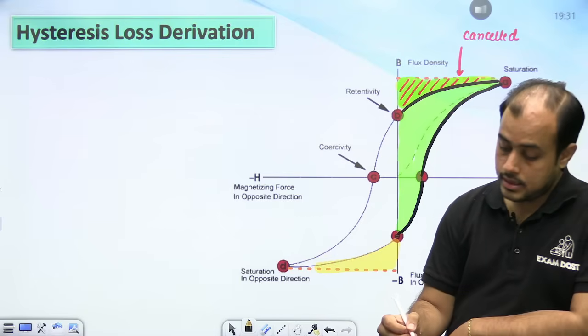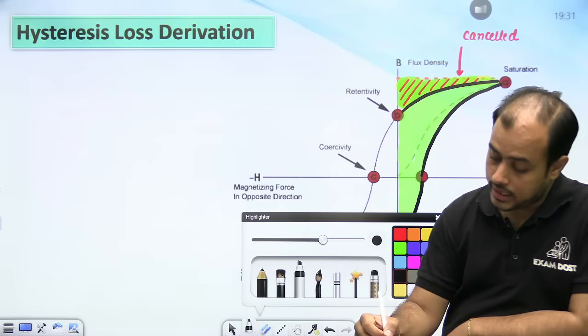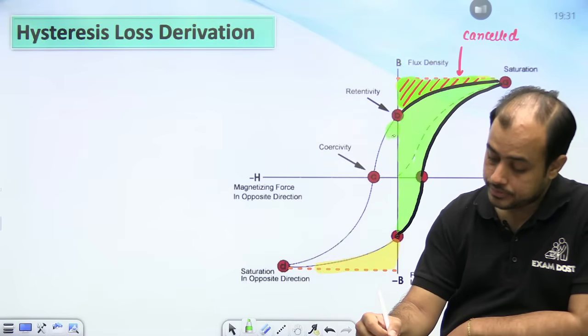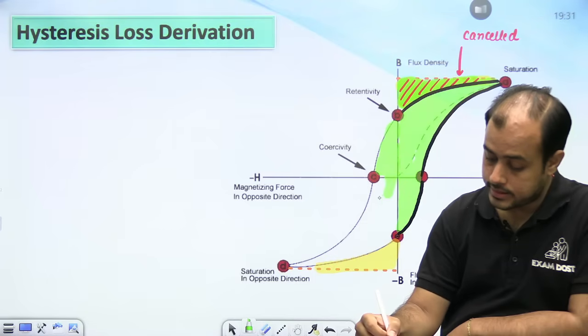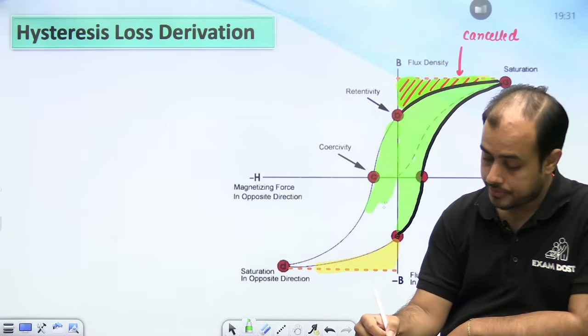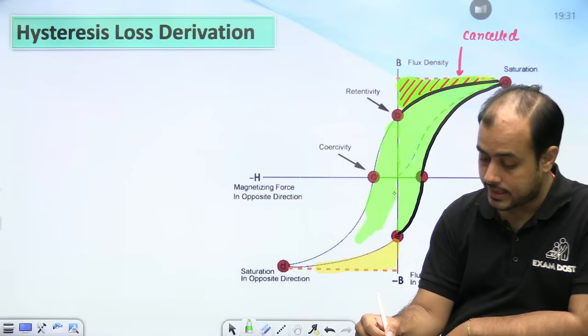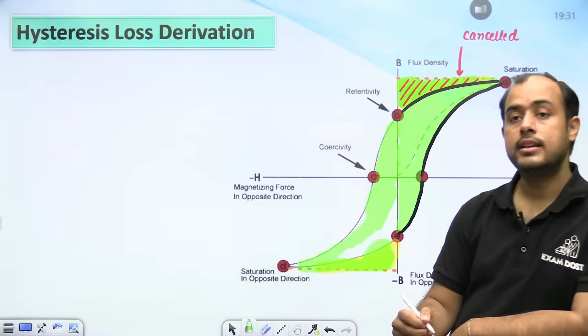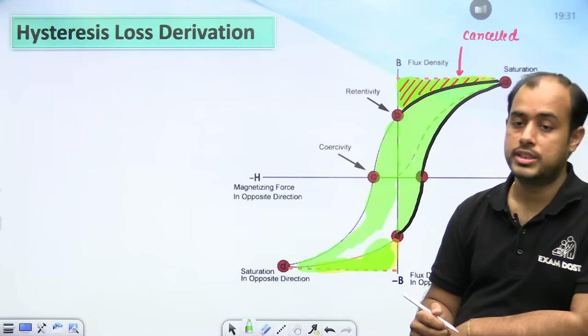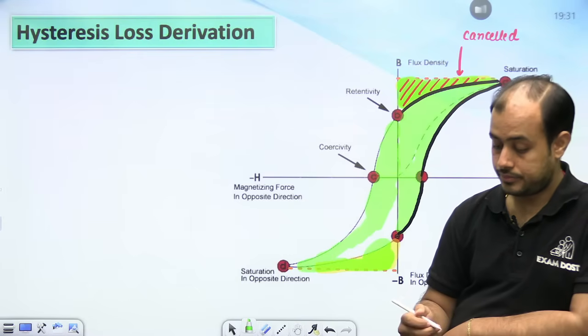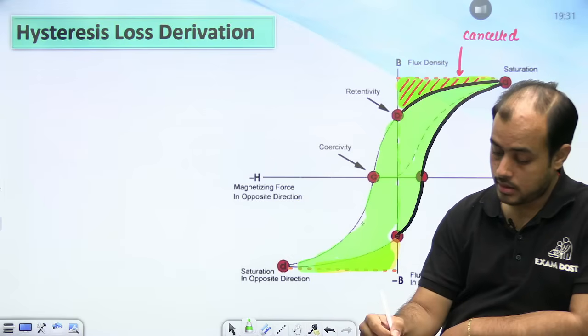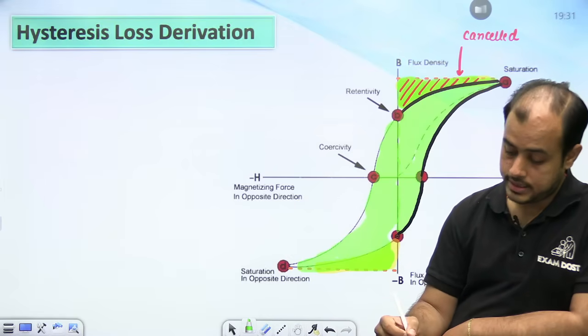Okay, now again let me draw the other positive area. The other positive area is like this. So wherever the positive and negative overlap, that area will get cancelled. जहां भी पॉजिटिव नेगेटिव ओवरलैप करेंगे वो एरिया कैंसिल आउट हो जाता है. ओके, इज दैट क्लियर?